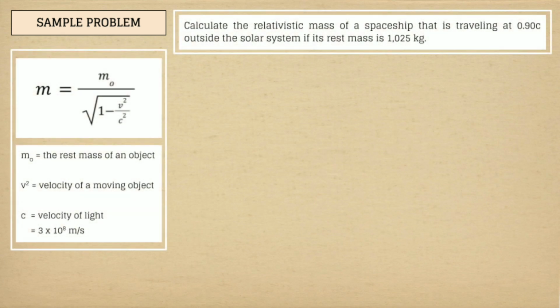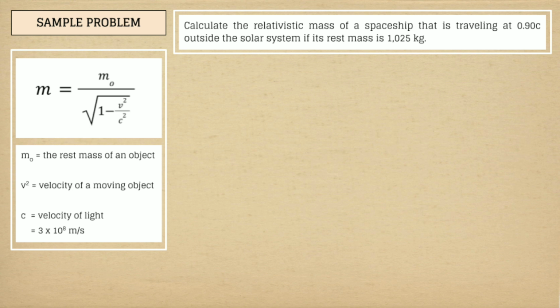Now let us consider a sample problem. Calculate the relativistic mass of a spaceship that is traveling at 0.90 the speed of light outside the solar system if its rest mass is 1025 kilograms.